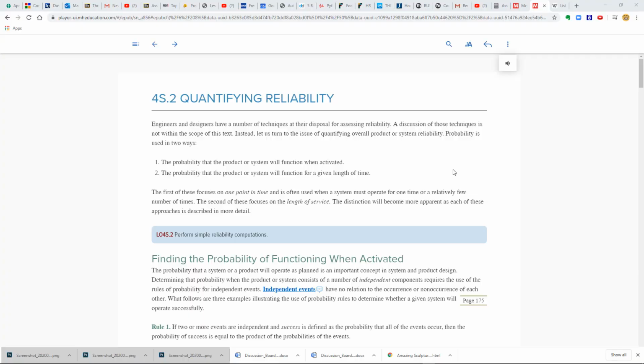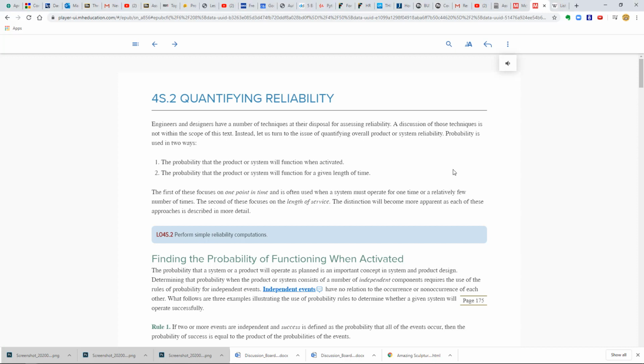Okay, this is a solution for Stevenson book. It's chapter 4 supplement here, quantifying reliability. I think that's the problem. We're going to switch over. We'll double check on this, but I think it's problem 4s.5, if I'm not mistaken here. A little bit of clarification on this.